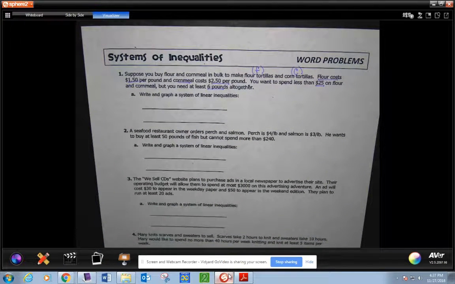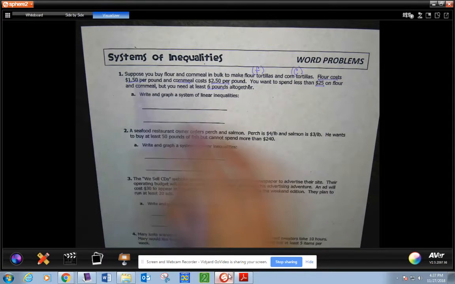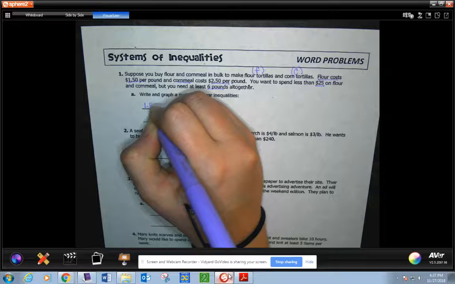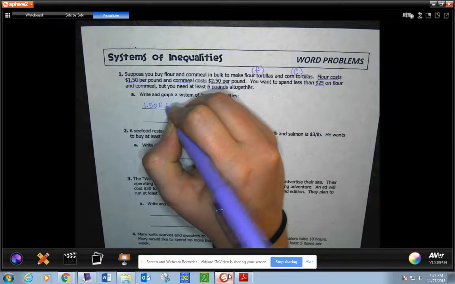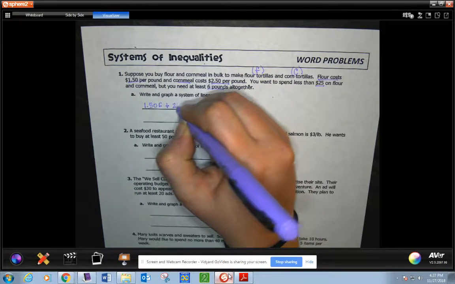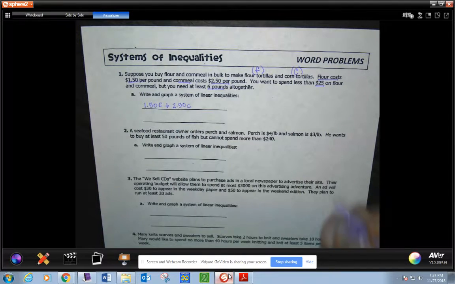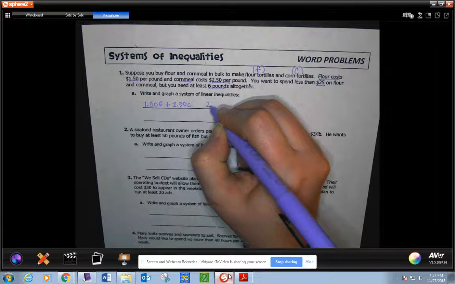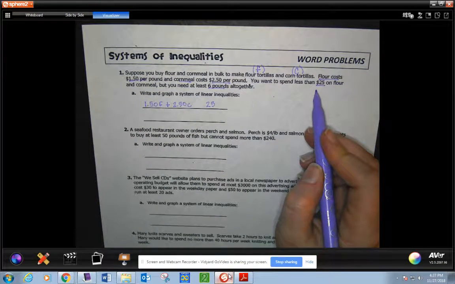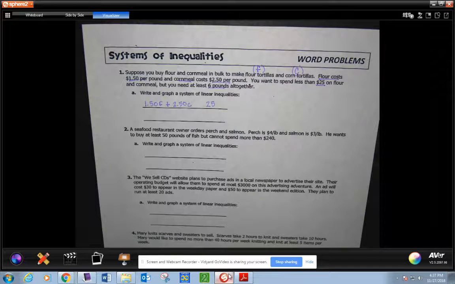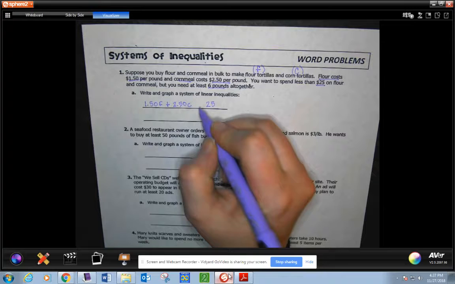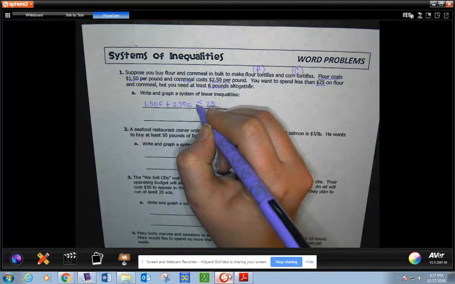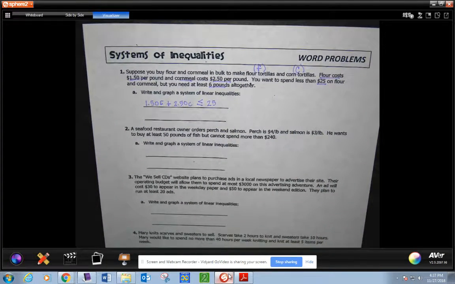So when you're doing word problems, keep money with money. You know that flour is $1.50, so you're going to do $1.50 F, plus you know that cornmeal is $2.50 C. Now, since we're talking about inequalities, you need a symbol, and you know you want to spend at the most $25. So if you only want to spend $25, you don't want to spend more than that. So you want to be less than 25, but you're okay spending exactly 25, so equal to.